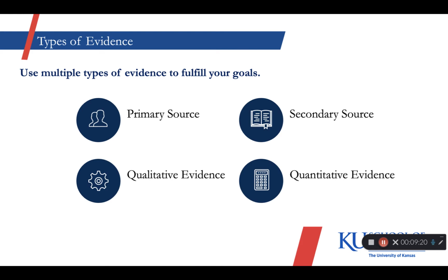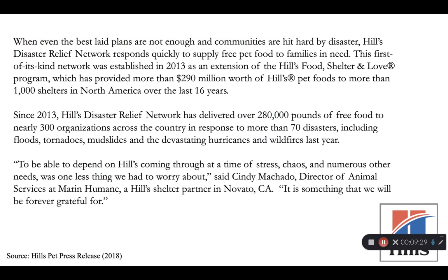Business writing tasks frequently require you to use a combination of evidence to fulfill your goals and demonstrate your credibility. Using qualitative and quantitative evidence in combination is often an effective way to persuade your reader. This press release from Hill's Pet includes quantitative evidence about their disaster relief network, including the amount of food and money donated and the number of animal shelters helped. In addition, they used qualitative evidence, a quote from a director of an animal shelter helped by the relief network.